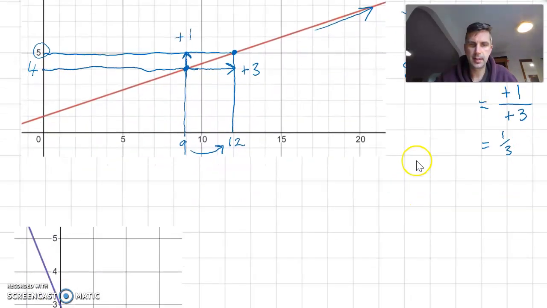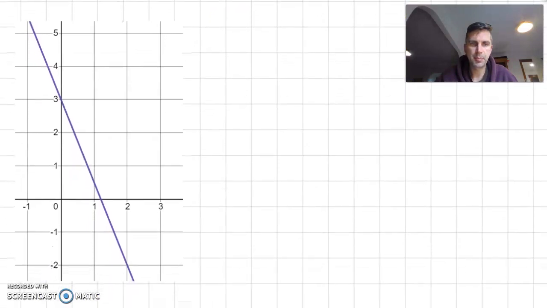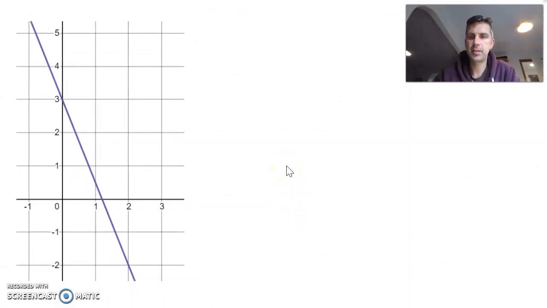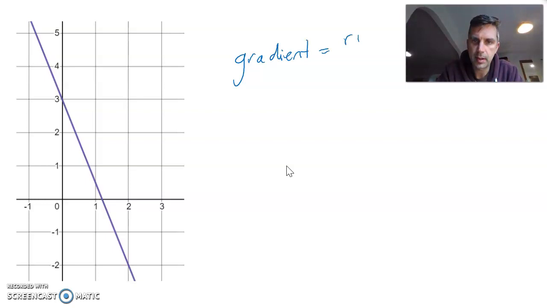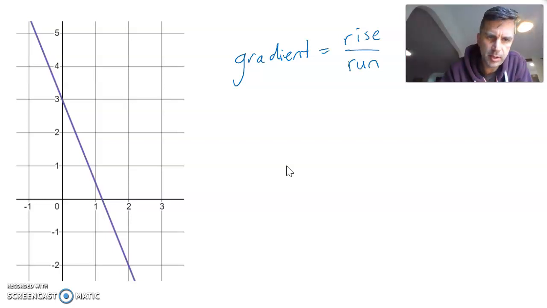Okay, so let's look at a second example. So here's another graph, and we're going to do the same thing. We're going to work out what the gradient is by doing the rise divided by the run. So let's look carefully at this graph, and we're going to find 2 points where the graph just crosses over those grid lines. So you can see there's one up here, and that's at 3 on the y-axis, and it's actually at 0 on the x-axis.